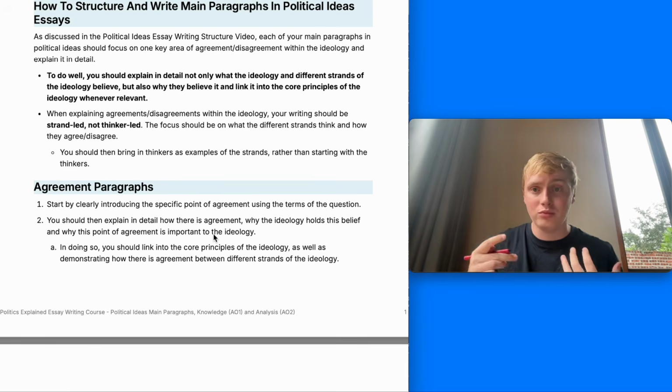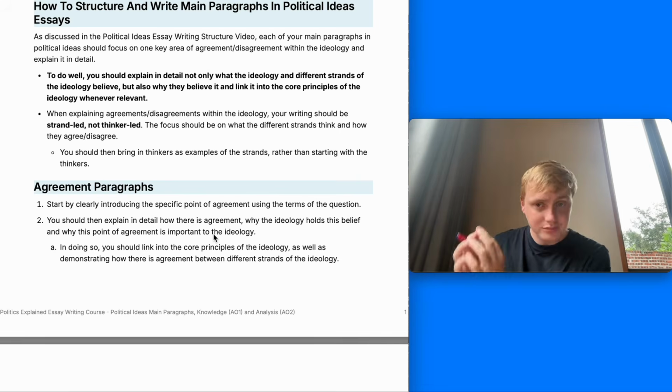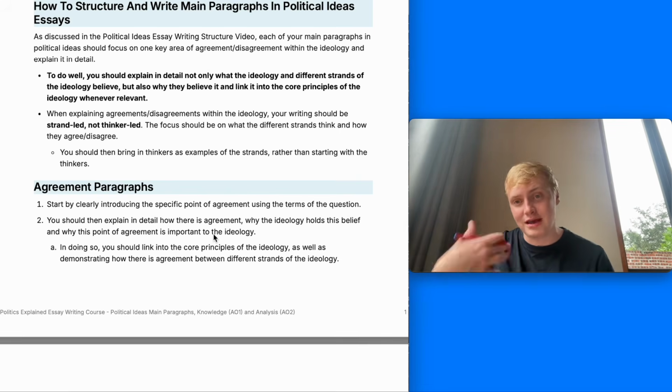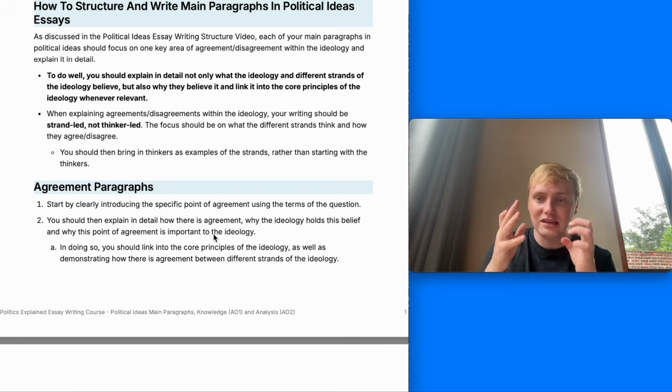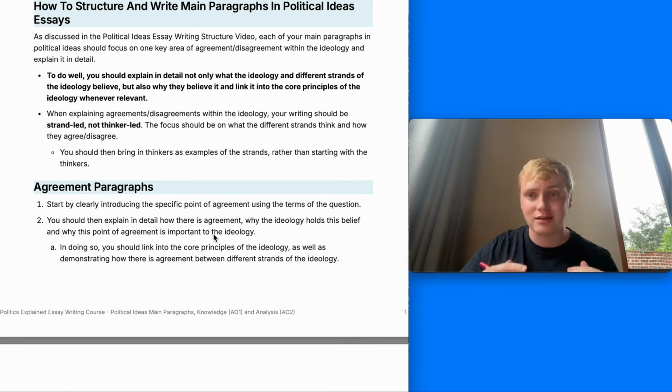So one example, one disagreement is that traditional conservatives disagree with the New Right. Then explain traditional conservatism and maybe bring in Hobbes as an example. Then explain the New Right and maybe bring in Rand as an example. So it needs to be focused on the strand and explaining what they think and how they agree or disagree, and the thinkers are examples of that.